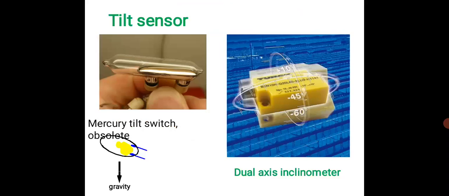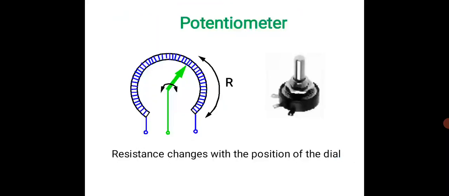Here are some pictures showing different types of sensors: the tilt sensor, where you have a mercury tilt switch, and a dual axis inclinometer. And this is a potentiometer. Of course, everyone is familiar with the potentiometer. Once it is rotated, obviously the resistance also changes.